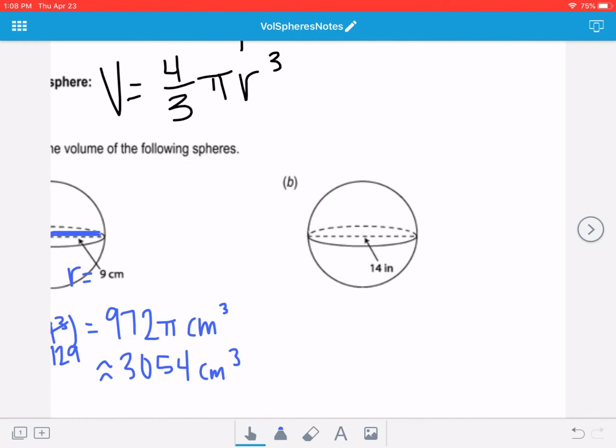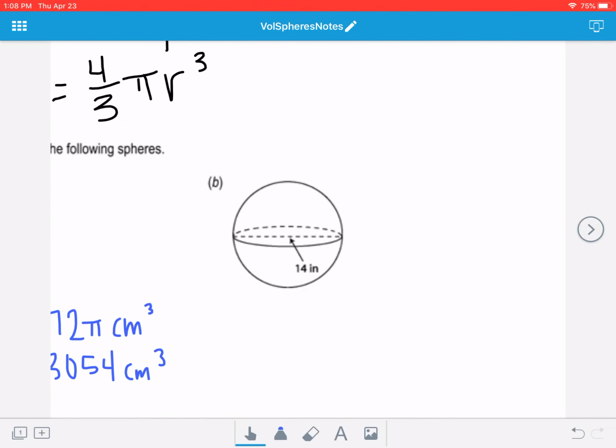For B, we have this segment here that's 14 inches. Since the whole segment's drawn in, then that's referring to the diameter of it. But in order to find volume, we need to know the radius. So I only want half of that length, which would be 7. So then the volume of a sphere, 4/3 pi 7 cubed. Okay, in exact terms, we're going to take 7 times 7 times 7. We're going to cube that, and we get 343.